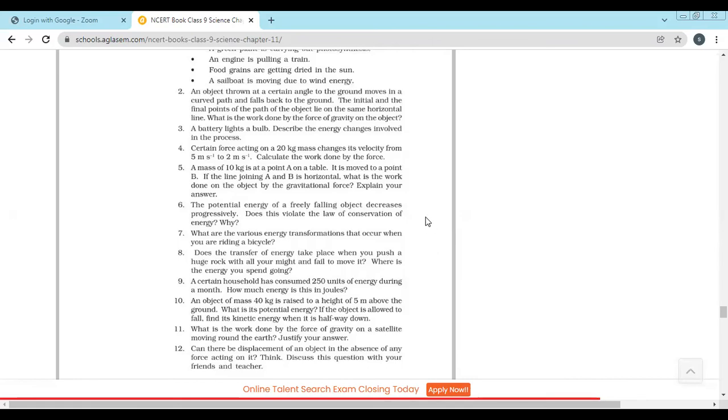Is that clear? So, 1 kilowatt hour means one unit. And you know its value in joule, 3.6 into 10 raised to the power 6 joule, we just derived. So convert 250 units into joule now. What you will do? You will multiply 250 with 3.6 into 10 raised to the power 6 joules, and you will get the answer.